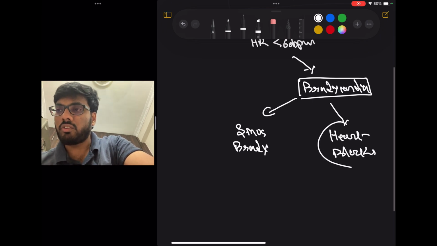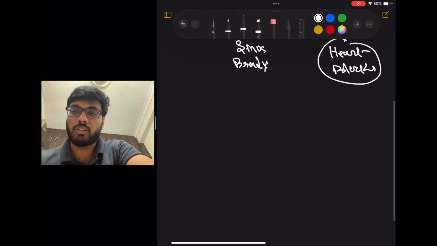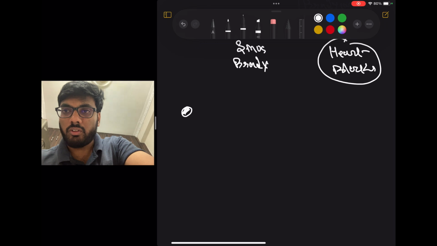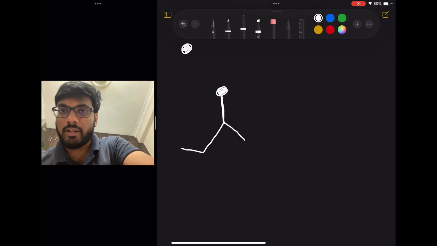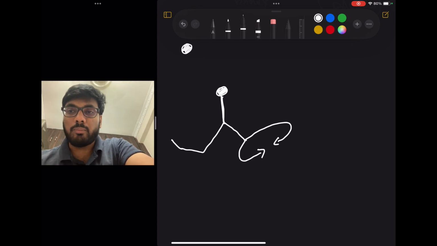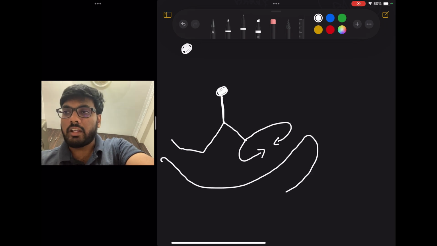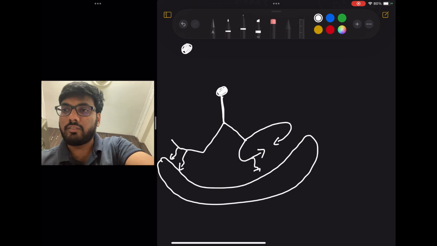So what is heart block? Block in the conduction system of the heart is called heart block. So what is the conduction system of the heart? We have the SA node, right? Then we have the AV node. From the AV node we have the bundle of His. Then you have the right bundle branch, then the left bundle branch. The left bundle branch has two fascicles, the anterior fascicle and the posterior fascicle, right? Supplying the ventricular myocardium via Purkinje fibers. These are the Purkinje fibers.